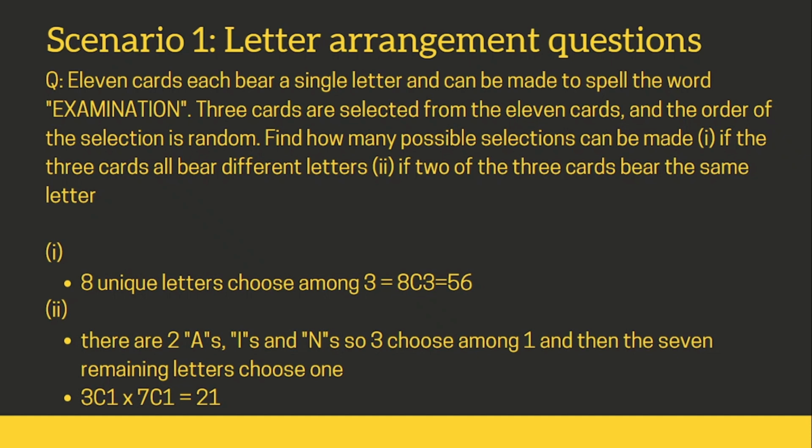For part 2, we want to see if 2 of the 3 cards bear the same letter. So you try and see first what letters are duplicates. In this case, you have 2 A's, 2 I's, and 2 N's. So choose 3 choose 1, and then among the 7 remaining letters you choose 1. The first part can choose either to have 2 A's, 2 I's, or 2 N's. Afterwards, we can just choose one of the other letters. So that's why it's 3 choose 1 times 7 choose 1 equals 21.